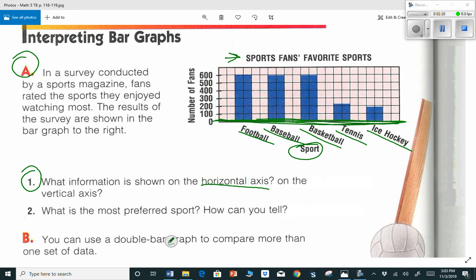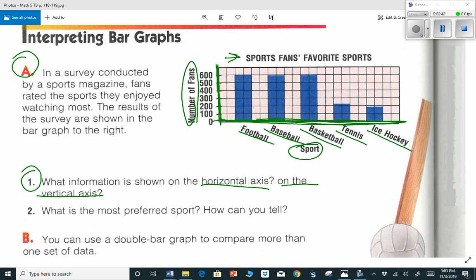Then the next part of the question asks, what do you see on the vertical axis? Vertical means straight up and down, so this is the vertical axis. And the answer to that would be the number of fans. Notice they're counting by hundreds here on the vertical axis.